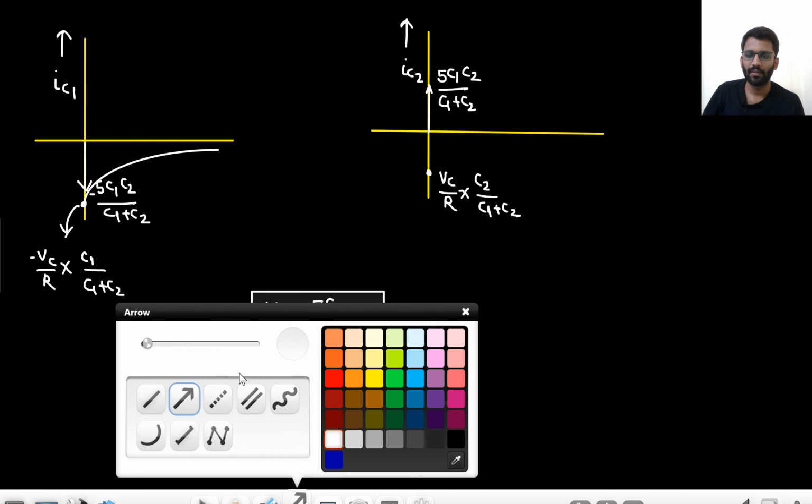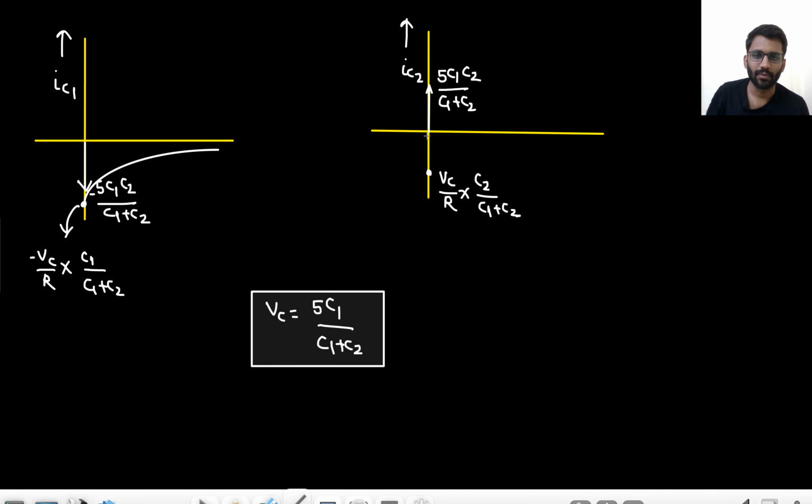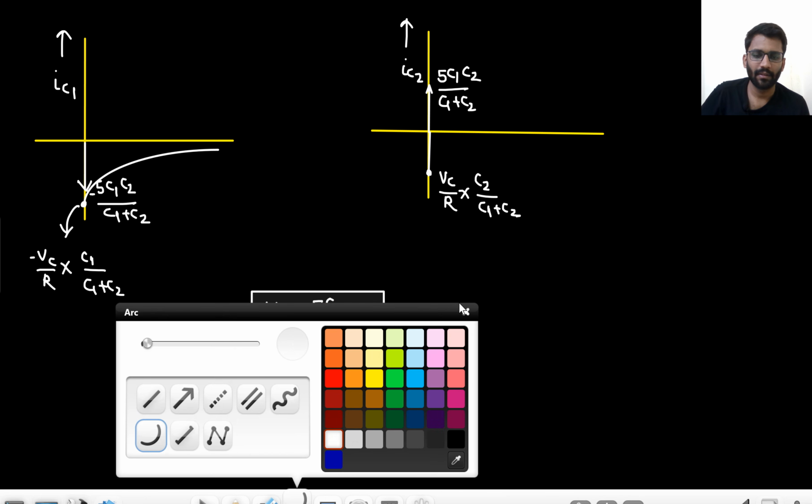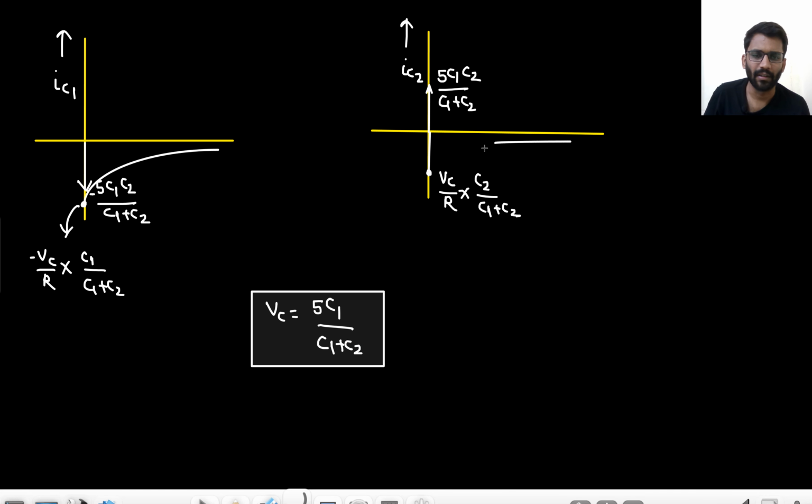Okay. So first it goes like this and then it decays down like this. Okay. So I hope you have understood the concept. This is the IC2 graph. Now we will write down the expression. So what will be the expression of IC1(t)?